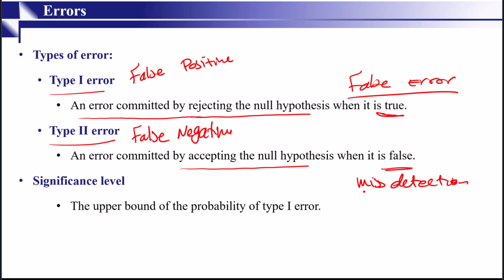For example, you decided to get tested for corona based on mild symptoms. There are two errors that could potentially occur. Type 1 error: the test result says you have coronavirus, but you don't have it in reality, right? And type 2 error: the test result says that you don't have coronavirus, but in reality, you have coronavirus. So these are two errors. Then we have the significance level here, that is the upper bound of the probability of type 1 error.